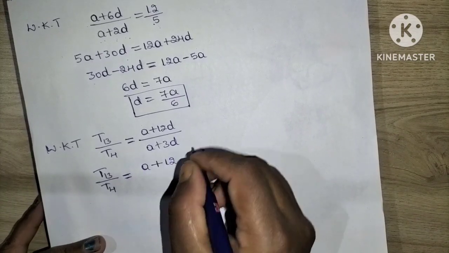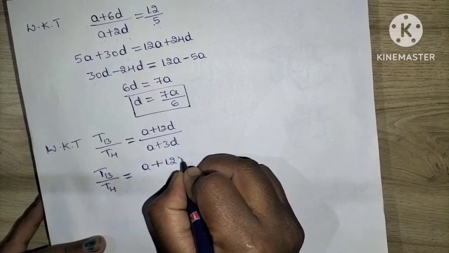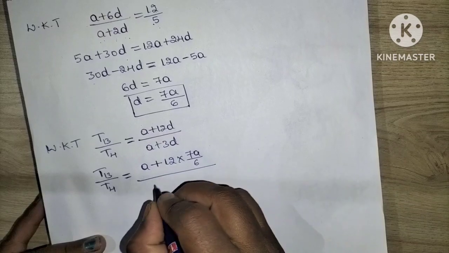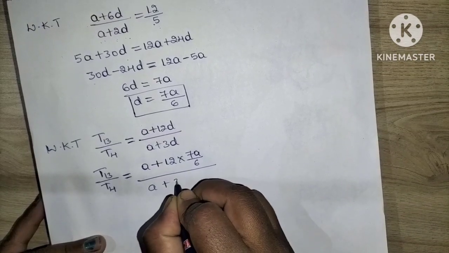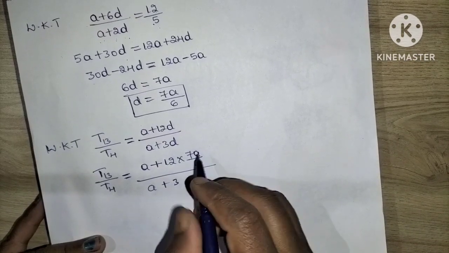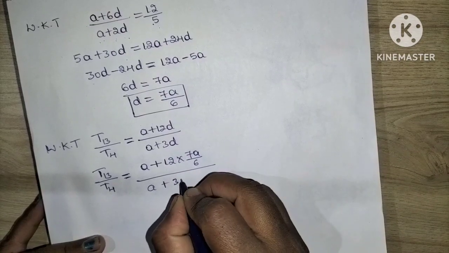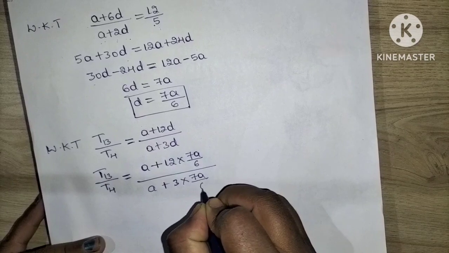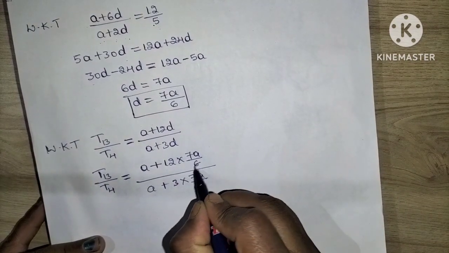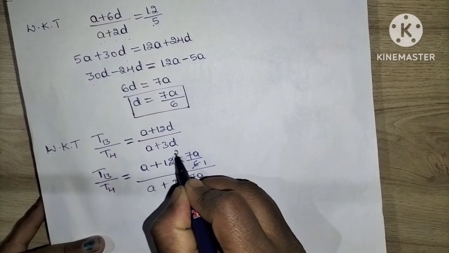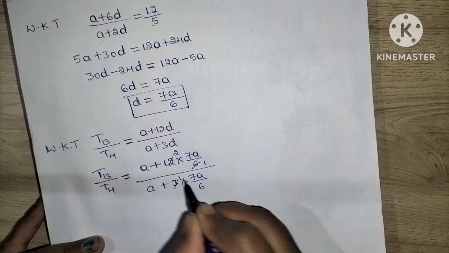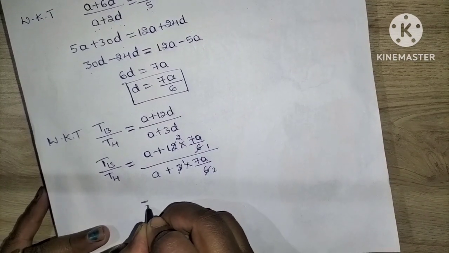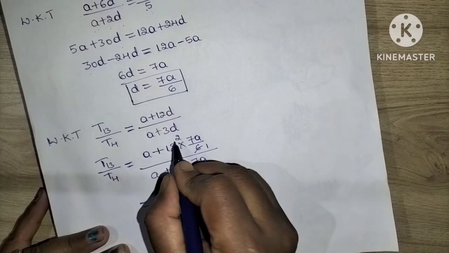What is d value? D value is equal to 7a divided by 6. 7a divided by 6 divided by a plus 3, write as it is 3 into d. So what is d value? Again we have to substitute the d value, 7a divided by 6. Here 6 1s are 6, 6 2s are 12. Here 3 1s are 3, 3 2s are 6. So it is equal to a plus 2.